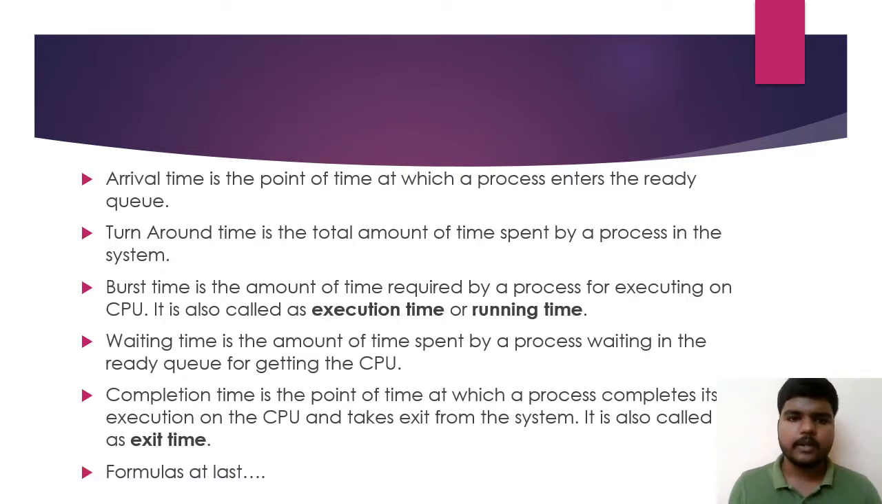Other terms are arrival time, the point in time at which a process enters the ready queue, and turnaround time, the total amount of time spent by the process in the system. Burst time, also known as execution time, is the time taken by the process to execute completely. Waiting time is the amount of time spent by the process in the ready queue waiting for the CPU. Completion time is the point at which the process completes its total execution on the CPU and exits the system or terminates. It is also called the exit time. The formulas are discussed on the last part of this slide.